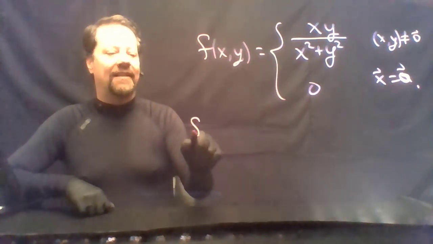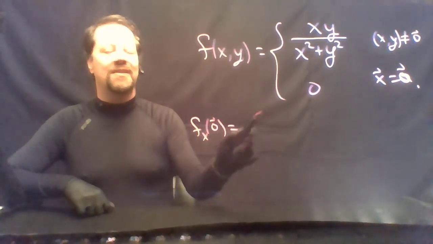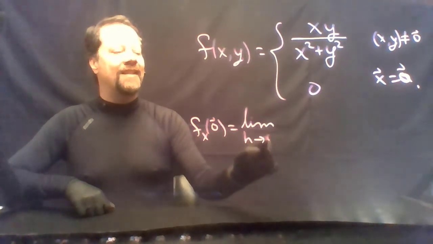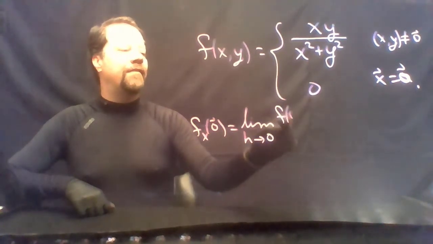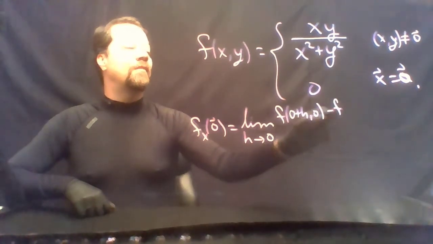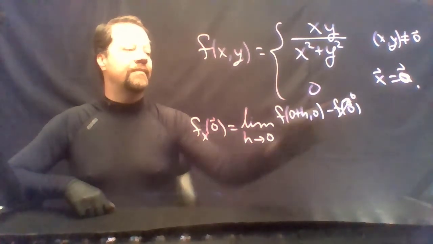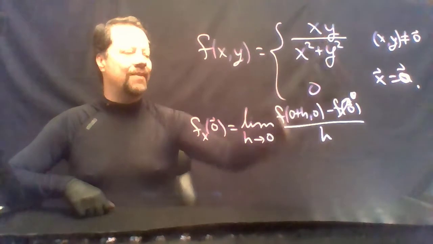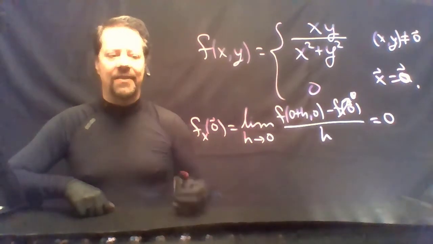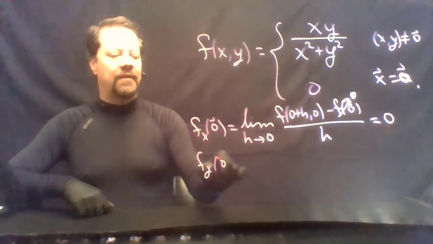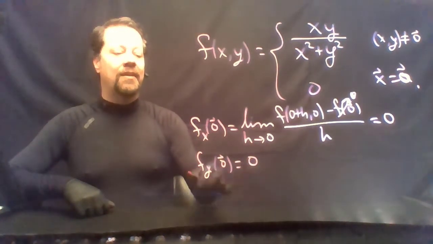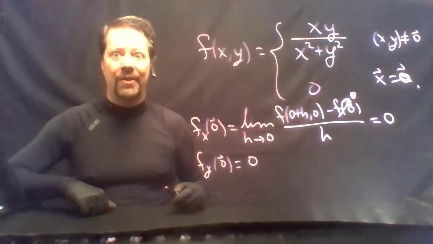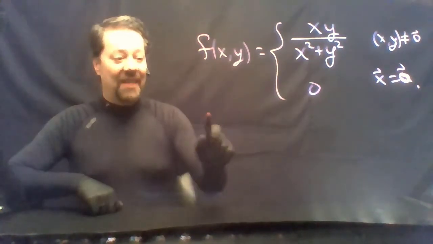First, I want to show you that fx at the origin exists. We'll appeal to the definition of the partial derivative. Take the limit as h goes to 0 of f of 0 plus h comma 0 minus f of 0, which is 0, divided by h. If we're evaluating at y equals 0, we will get 0. I think you can see also the partial derivative of f with respect to y at the origin must also be 0 by symmetry.